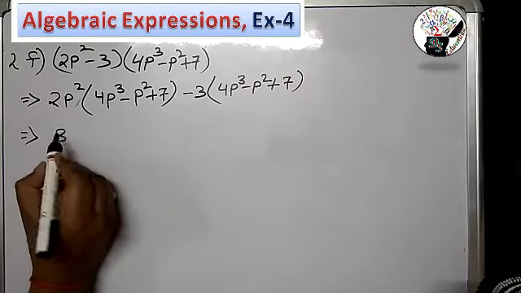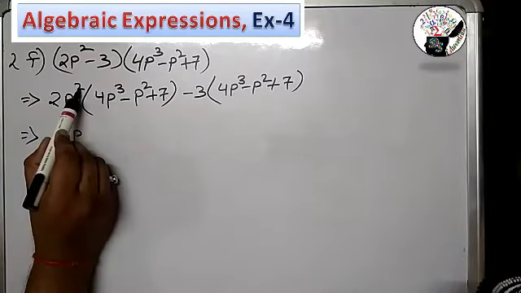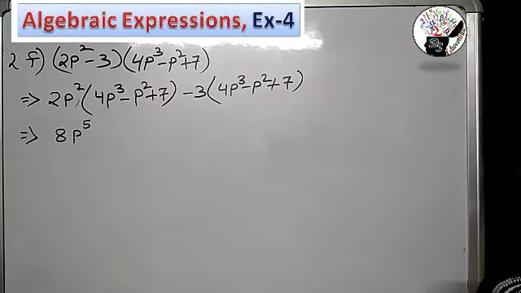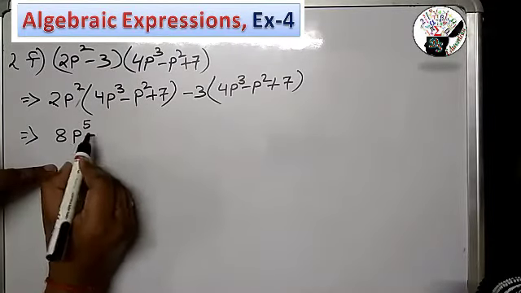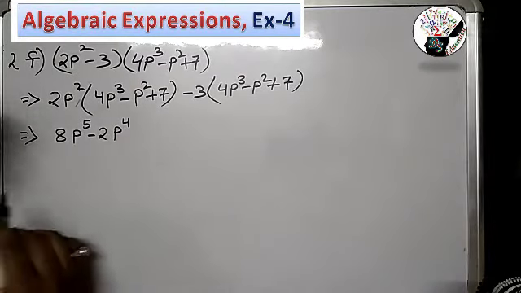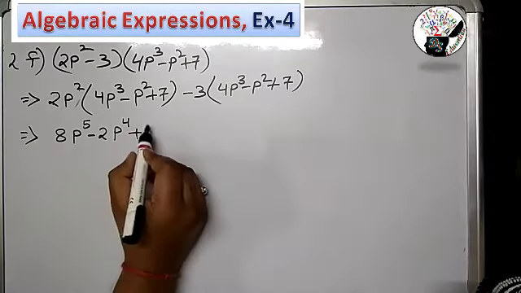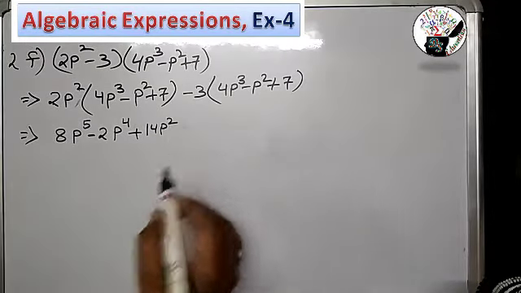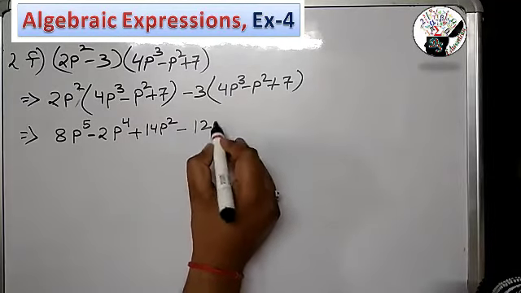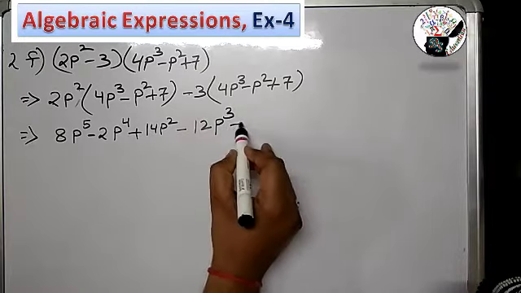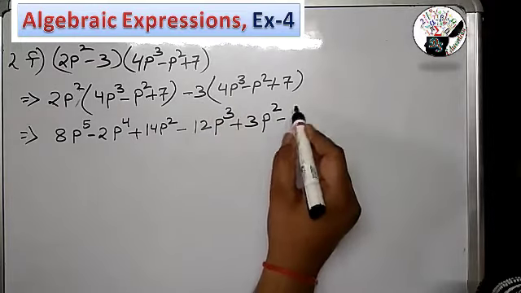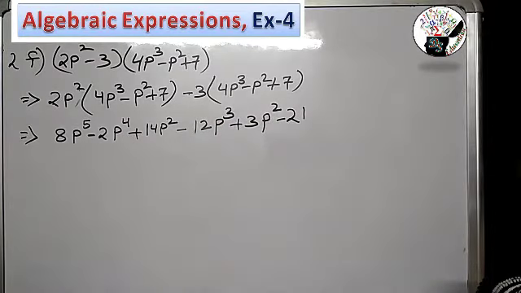2 4s are 8p. Now here you see 2 is over here, 3 is over here. So 2 plus 3, that is 5, to the power 5. Next is minus 2p to the power 4 over here. Then plus 7 2s are 14p square. Same as, minus 3 4s are 12p cube, minus plus 3p square, minus plus minus 3 7s are 21.